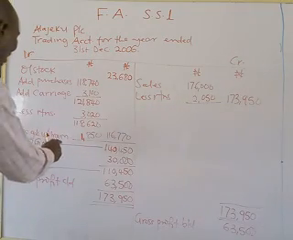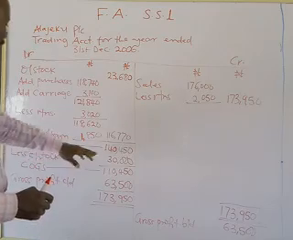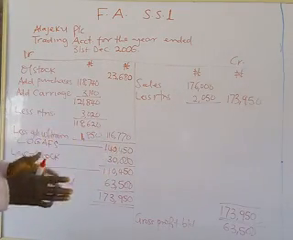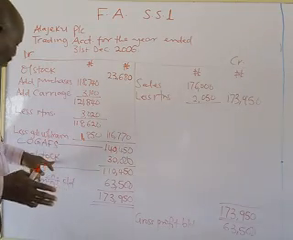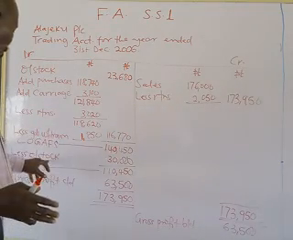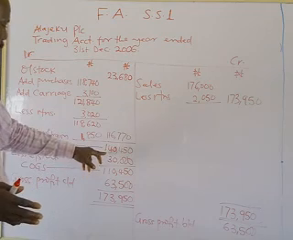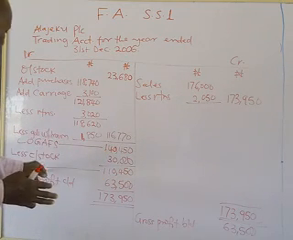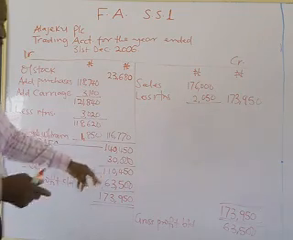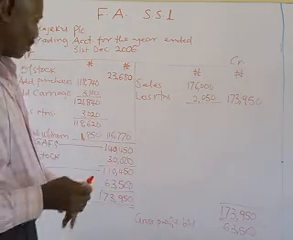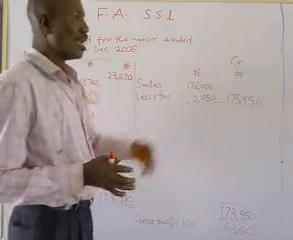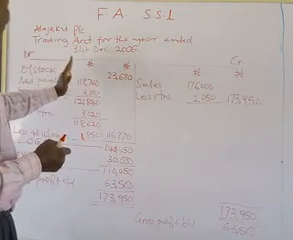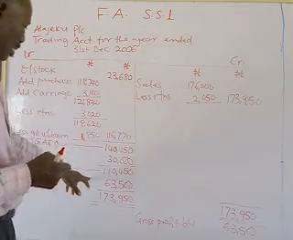Mind you, these two are different. This is the cost of goods available for sale. Then after you have sold, the goods remaining at the end of the year is your closing stock, which must be subtracted from your COGAFS. That will give you your COGS, cost of goods sold. That is 110,450.